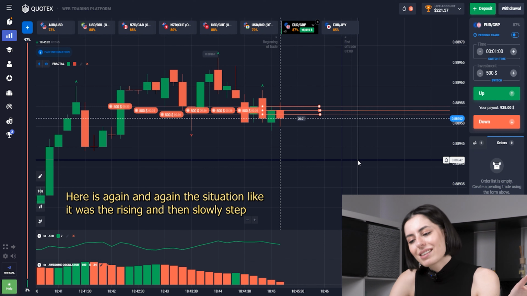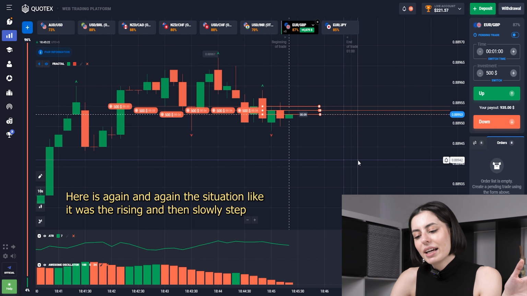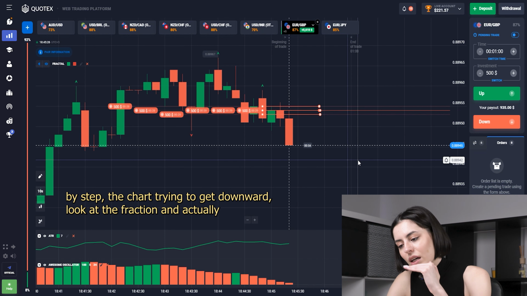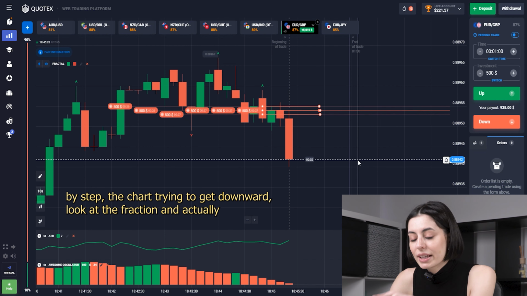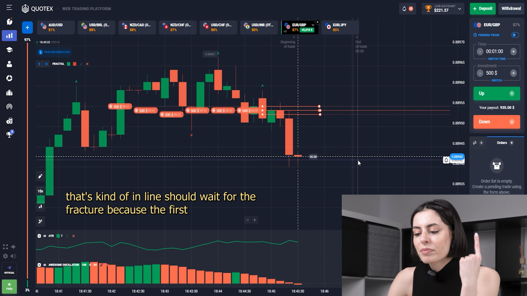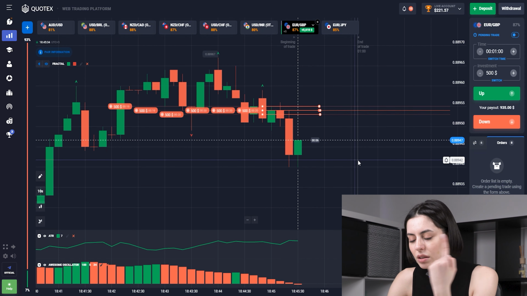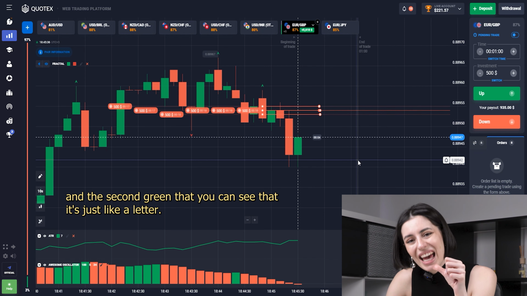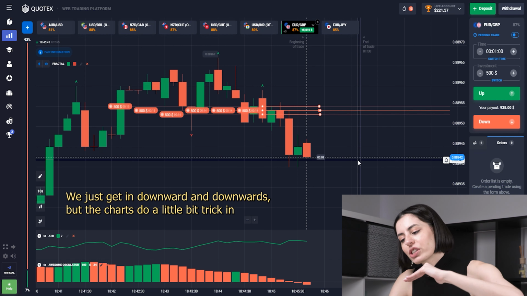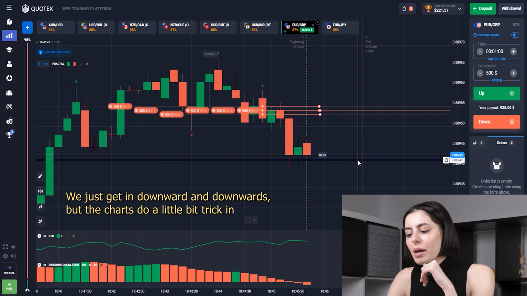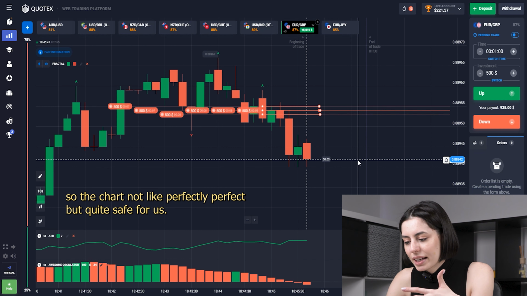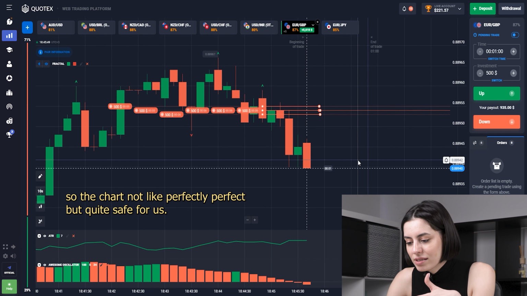Look at the chart. Here's again and again the situation like it was the rising, and then slowly, step by step, the chart trying to get downward. Look at the fractal, and actually that's kind of a nice situation with the fractal, because the first green dot and the second green dot, you may see that it's just like a ladder. We're just getting downward and downward, but the chart is still a little bit tricky. So the chart is not perfectly perfect, but quite safe for us.